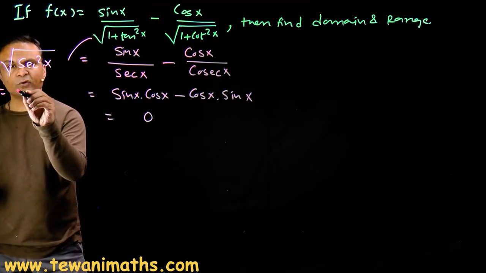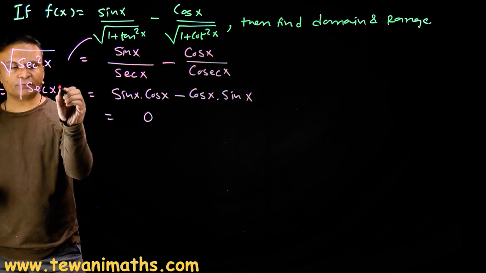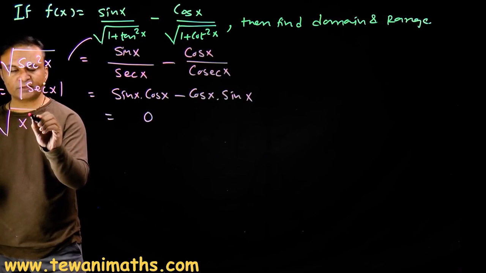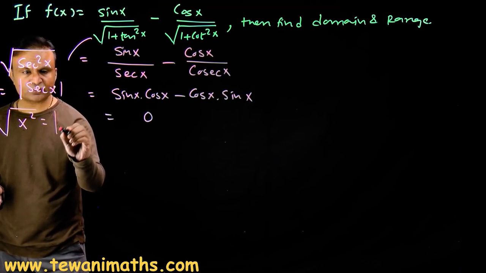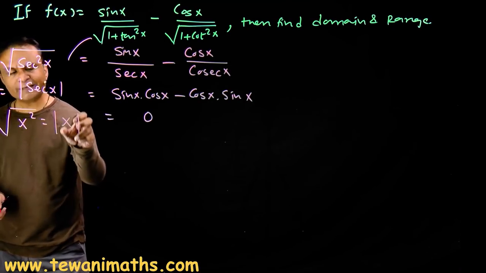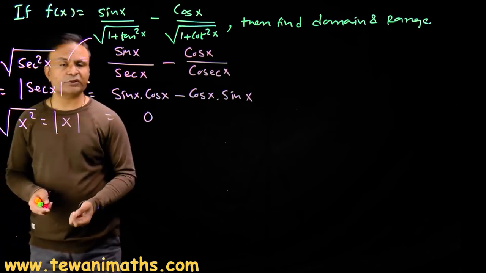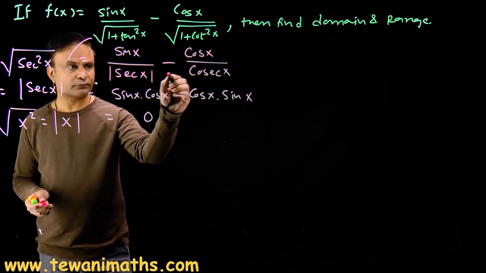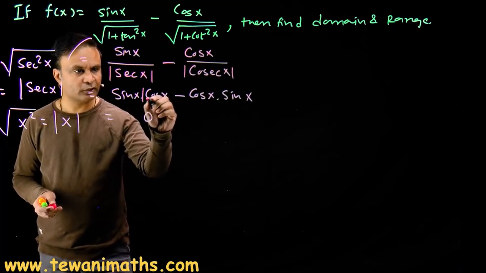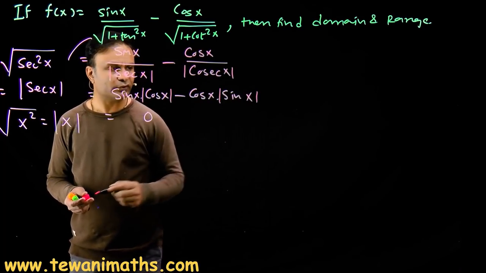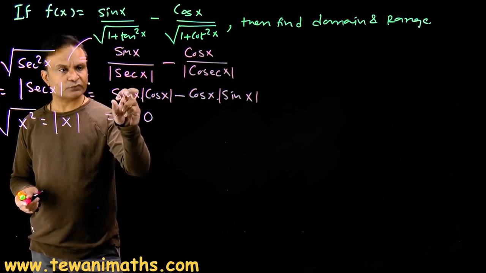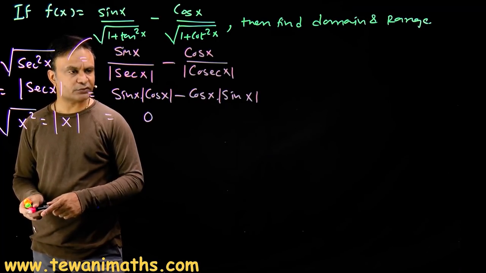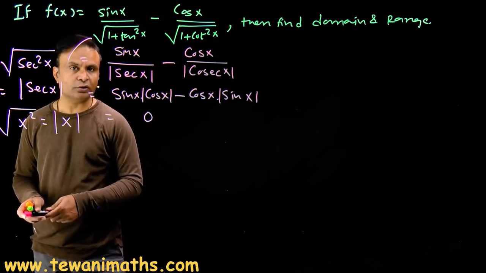In fact, square root of secant square x is modulus of secant x. Yaad karo modulus function ka definition. Square root of x square is not x, not minus x. It is actually modulus of x. Then you write this as x when x is greater than or equal to 0 and minus x when x is less than 0. So, in fact, we should have here modulus. Here also we have modulus. So, function f(x) is sin x multiplied by mod cos x minus cos x multiplied by mod sin x. So, this is not 0 always.